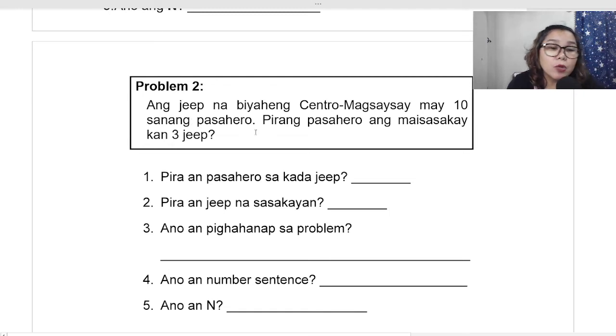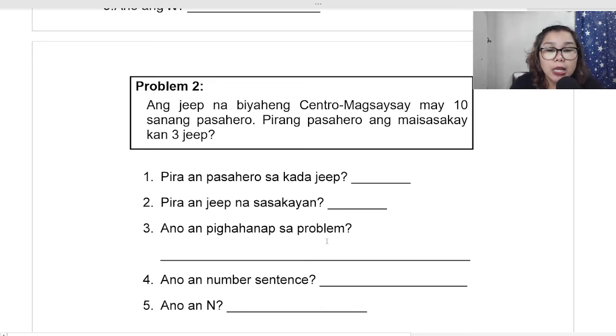Okay, number 1, piraan pasahero sa kada jeep. How many passengers for each jeepney? And then number 2, piraan jeep na sasakayan. How many jeepneys are there? And then number 3, ano ang pigahanap sa problem? So ayan, pag hindi ito masagutan ng number 3 na maayos, it means you did not understand the problem. So leading to wrong answer.